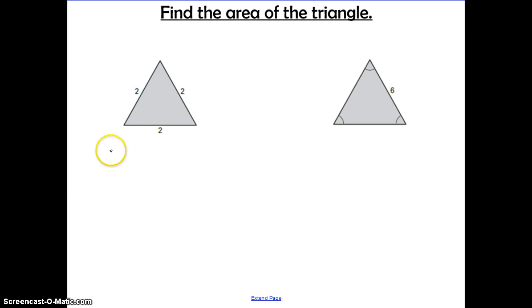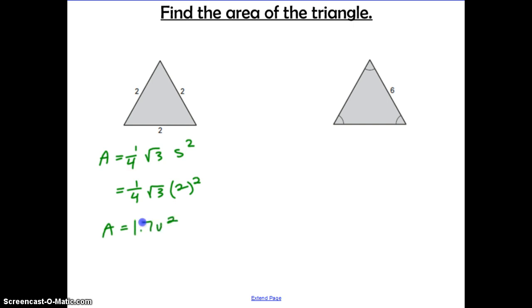So let's go ahead and use that formula to find the area of these two equilateral triangles. So area is equal to 1/4 times the square root of 3 times s squared. Now make sure this s squared is not under the radical. That is separate. Okay. So the only thing that we need is the measurement of the side, which is 2. And then when you put this in your calculator, you should get an answer. Area is 1.7 units squared.